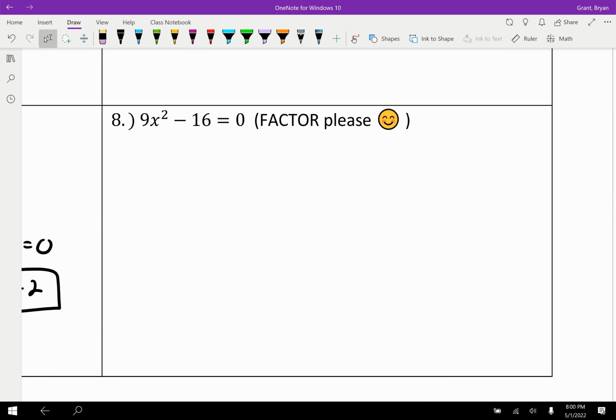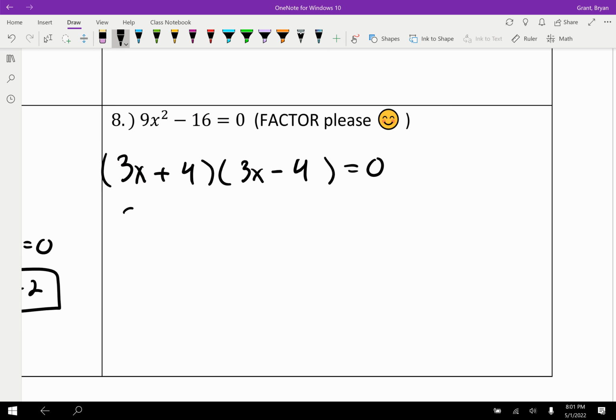9x squared minus 16 equals 0. Not as bad as you think. They asked you to factor, so we're going to put this into factored form. And we do need to recognize that this is a difference of squares. So if it's a difference of squares, we take our square roots. Square root of 9x squared is 3x and 3x. To get a negative, we'll need a positive and a negative. Square root of 16, 4 and 4.